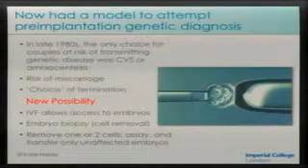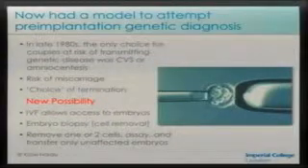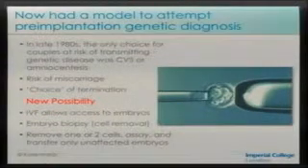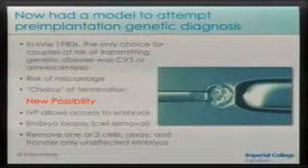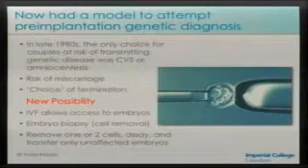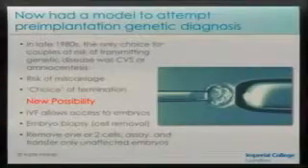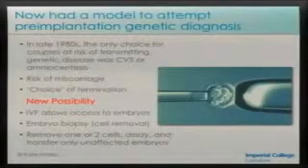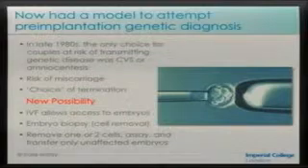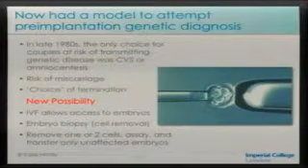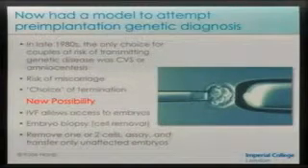right. And at that time, in the late 1980s, the only choice for couples at risk of transmitting a genetic disease was chorionic villus biopsy or amniocentesis. This carries with it about a 1% risk of miscarriage, and it gives you that choice of a termination. And that is at a stage when you know you're pregnant and you feel that you're pregnant. And it's really a very ghastly choice to make.